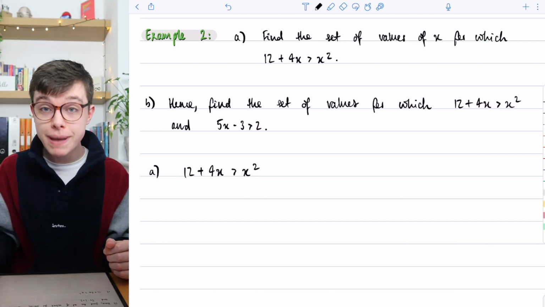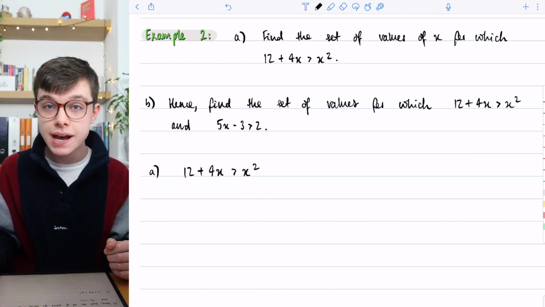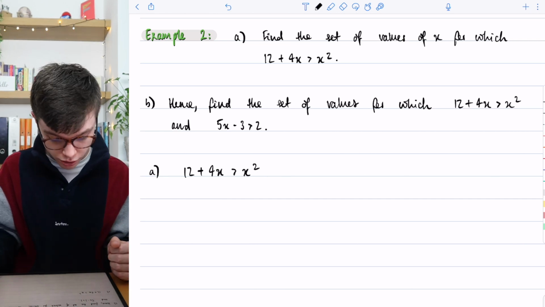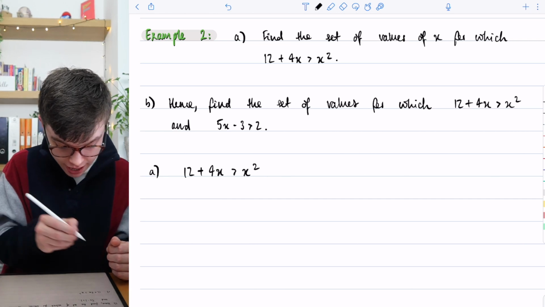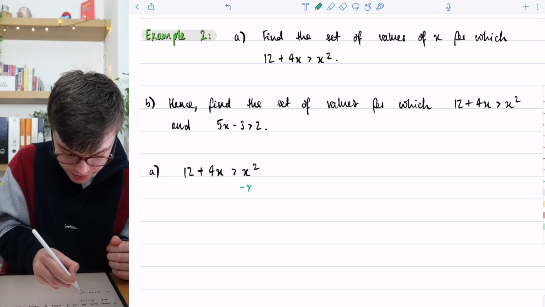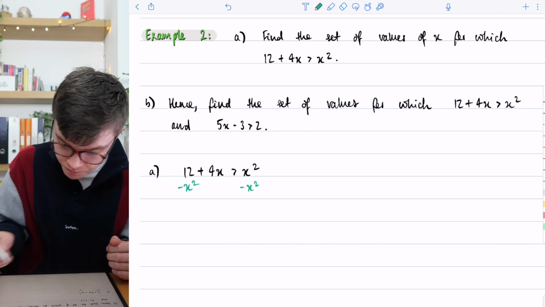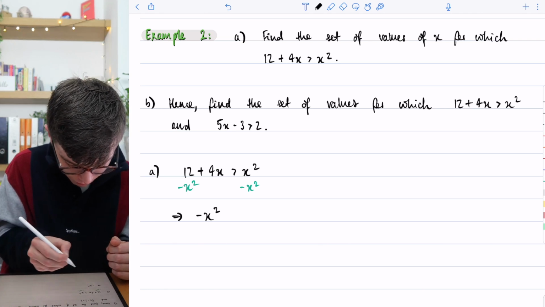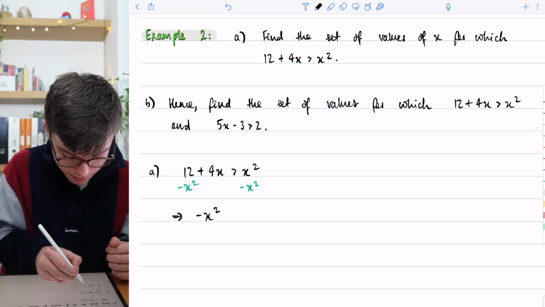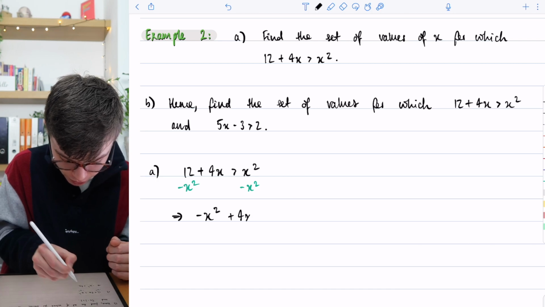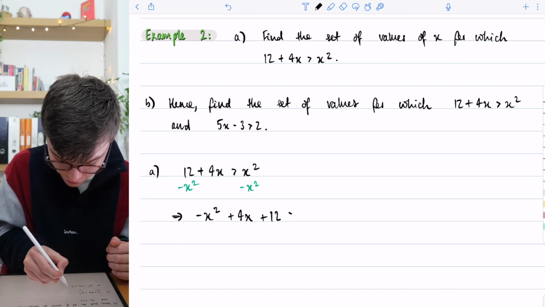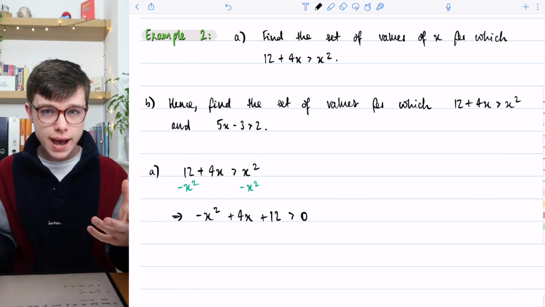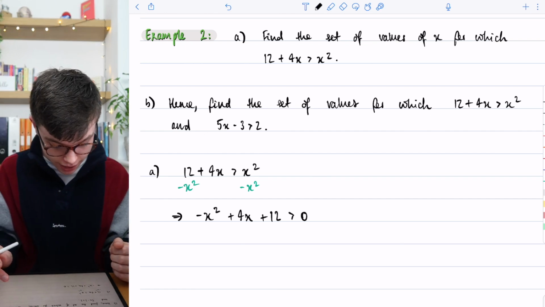Now, in part A, we want to get the right-hand side equal to 0. I won't write down the title headings here, we'll just work through the answer. So I'm going to minus x squared from both sides, just like an equation. I can do that. So I'll have minus x squared plus 4x plus 12 is greater than 0. And then I don't want a negative x squared, so I'm going to multiply everything by minus 1.